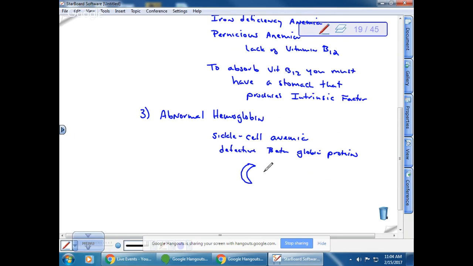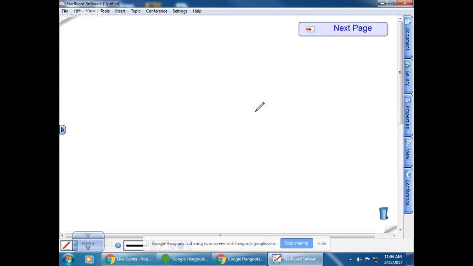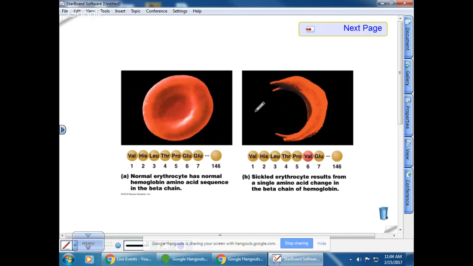And they tend to get caught in small blood vessels like capillaries. And so this would increase the likelihood of somebody having a stroke because of the clogging of the blood vessels. It also makes people that have it really weak and tired because they don't have enough oxygen being transported to their blood cells. So in your book, they have a picture of that, sickle cell anemia. This would be a normal red blood cell. This is the sickle cell anemia.